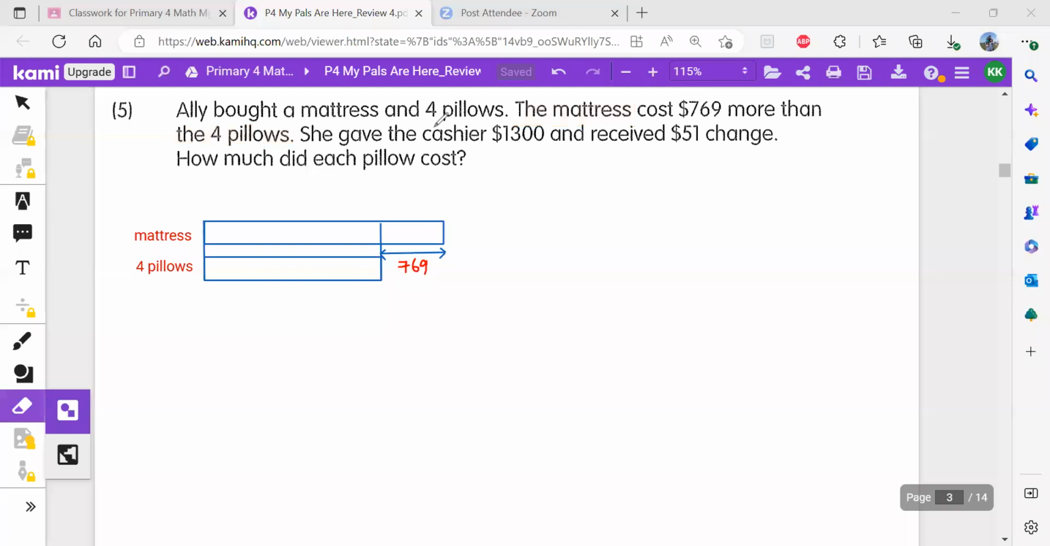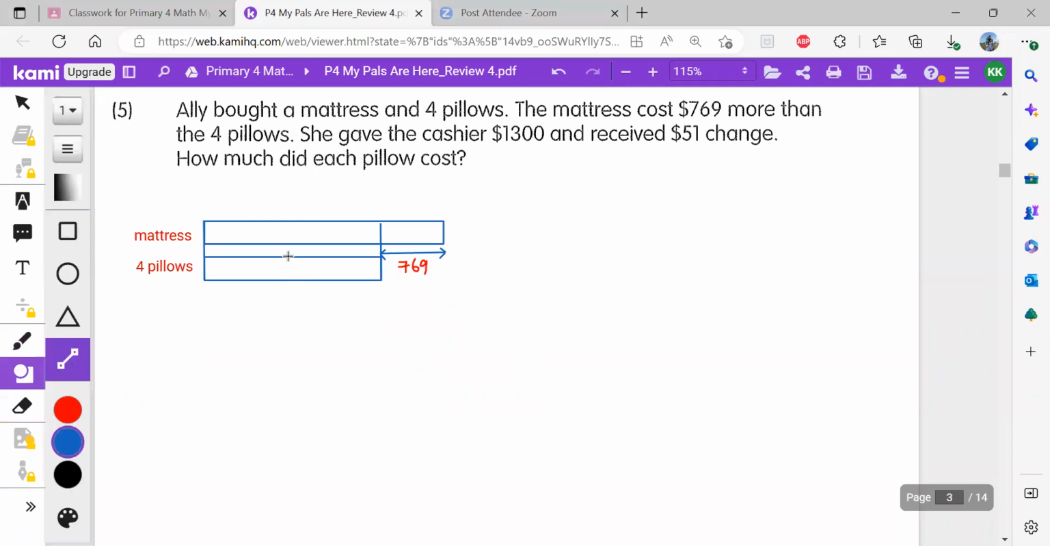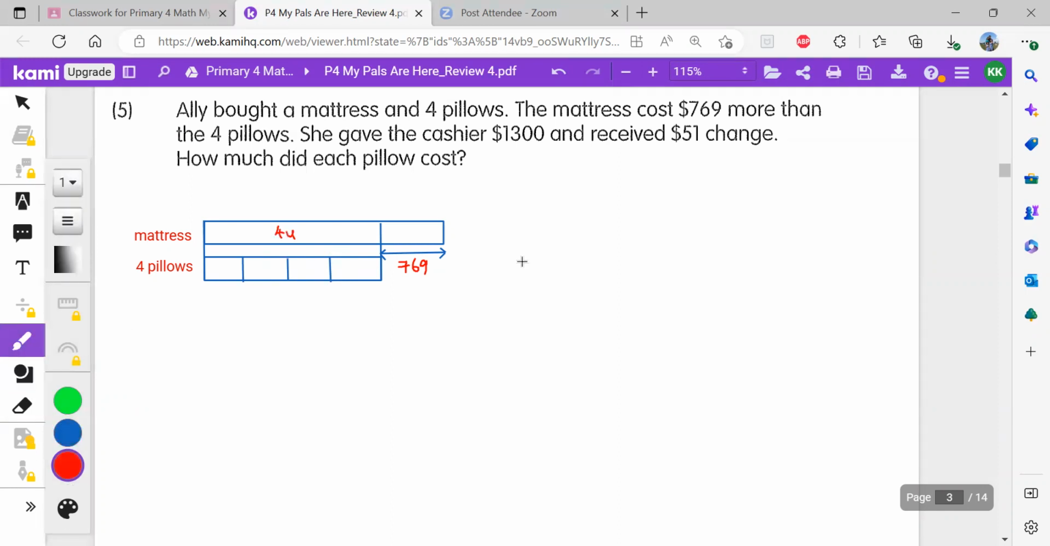Ali bought a mattress and 4 pillows. Oh, it's already shown on the diagram. But what I can do is cut this into 4 equal parts to indicate that there are 4 pillows, and each pillow is 1 unit each. I may want to cut the mattress as well into 4 equal parts, but I'm just going to leave it as such. Usually this is 4 units, and this is 1 unit each. 1 pillow is 1 unit. That's all for the first sentence.